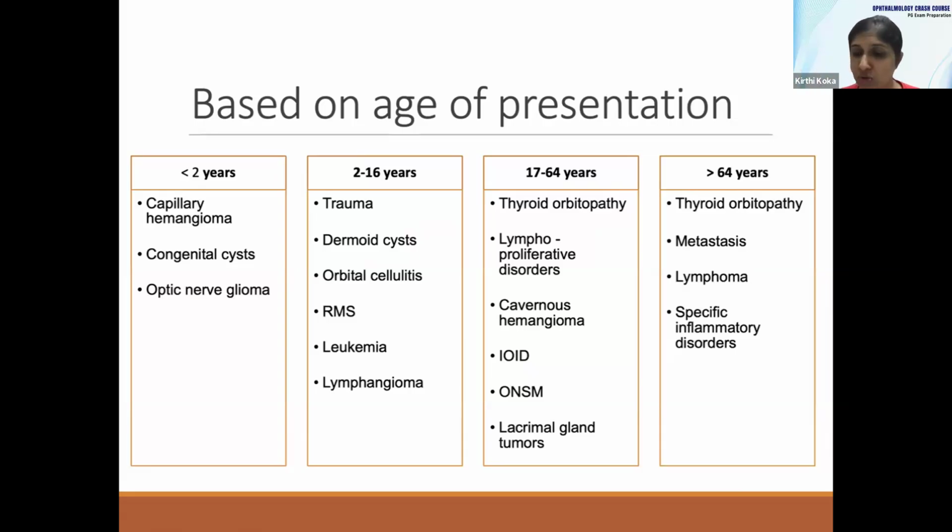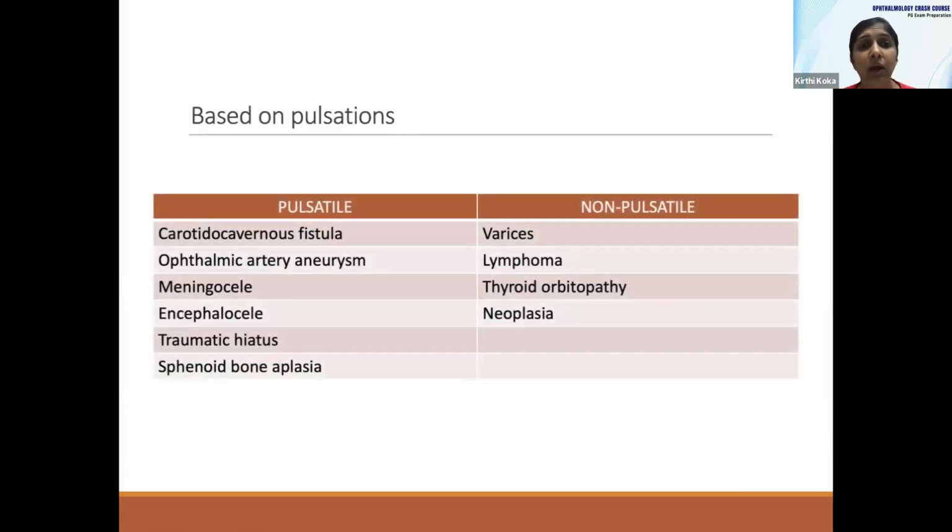So based on that, you should also be able to classify. Now, another thing is pulsations. Pulsations can be true pulsations, or they can be transmitted pulsations, or you can have tumors which are not pulsatile. So we all know thyroid is not a pulsating lesion, whereas pulsatile will be your CCF, meningoceles, encephaloceles, and all are going to be pulsatile.